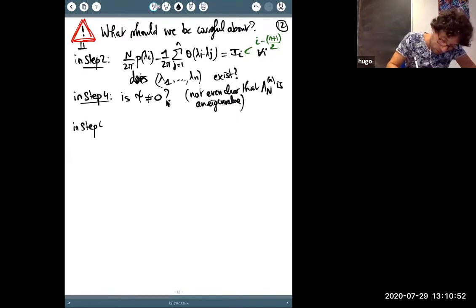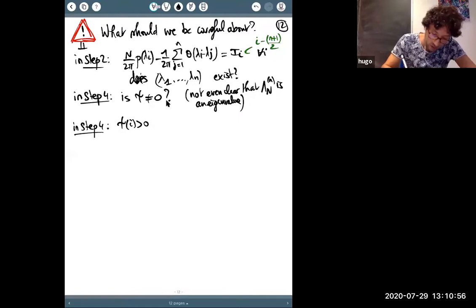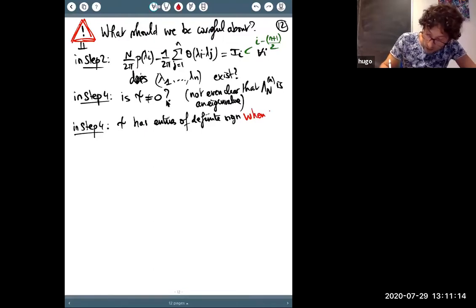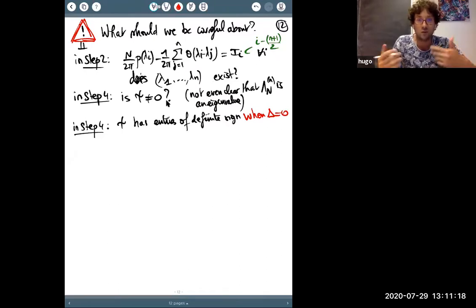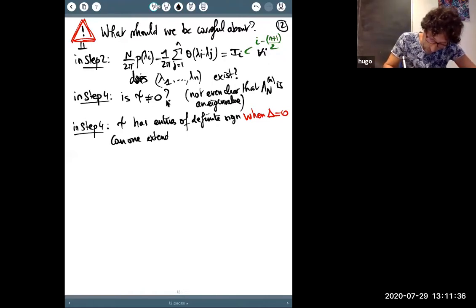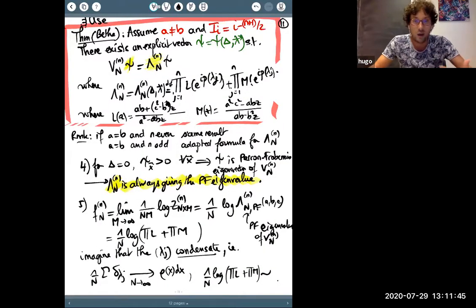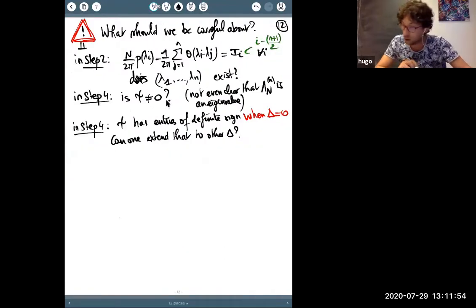In step 4 again, it is not so difficult to prove that psi has entries of definite sign when delta is equal to 0. So for delta equals 0, for free fermion, it's easy to check that the entries are all of the same sign, either strictly positive or strictly negative, depending on how you normalize your vector. Okay, but is it true for other values of delta? Because this is at the core of trying to justify why lambda capital N would be a Perron-Frobenius eigenvalue. Okay? So that's another thing we need to check.